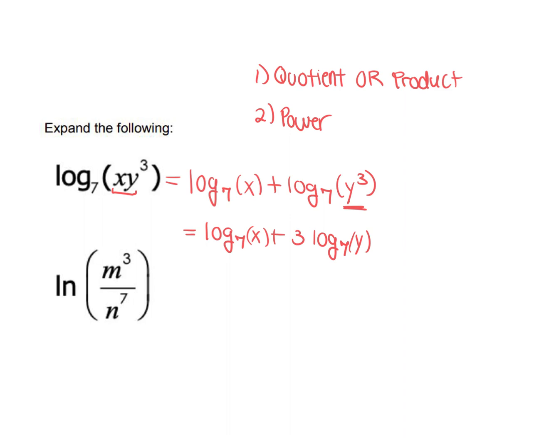Now we have ln of m to the 3rd divided by n to the 7th. So again, we're going to use the quotient rule first because we have the fraction. So we have ln m to the 3rd minus ln n to the 7th. Now we can use the power rule and pull the 3 and the 7 out, which will be 3 ln m minus 7 ln n.